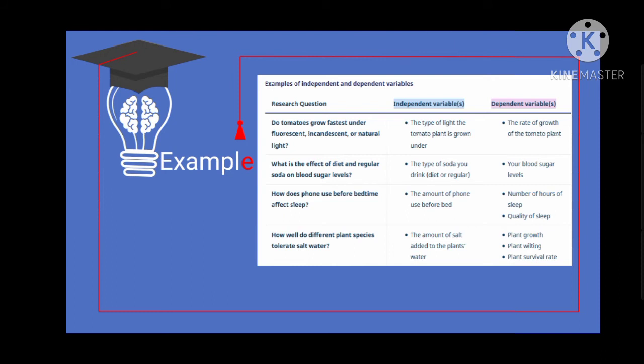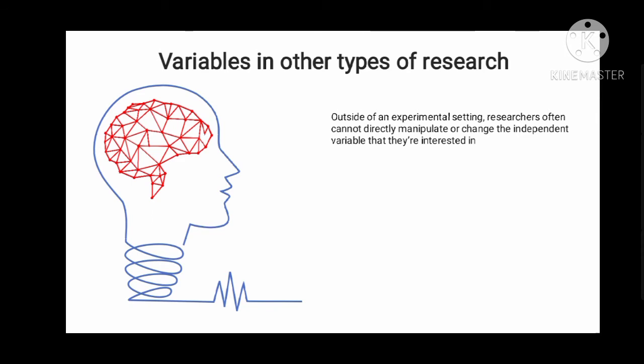And the last example: how well do different plant species tolerate salt water? The independent variable is the amount of salt added to the plant's water. For example, one plant is given much salt and another is not given that much salt. So in the end, the researchers are going to measure the plant growth and other things. Okay, so that's all the examples.